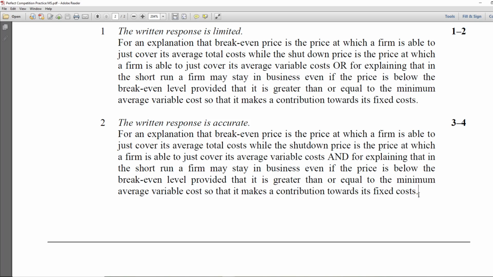If you are able to explain it like a story, that's why, if the price is bigger or equal to the minimum average variable cost, which is your shutdown price, then you should keep producing to contribute some of the earnings to your fixed costs. So this is the explanation here. All right, yeah. So any questions regarding this part of the past paper?